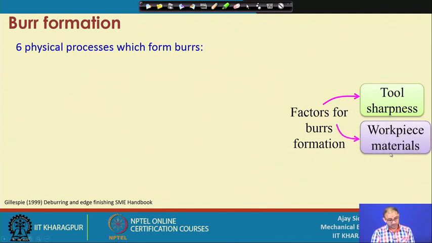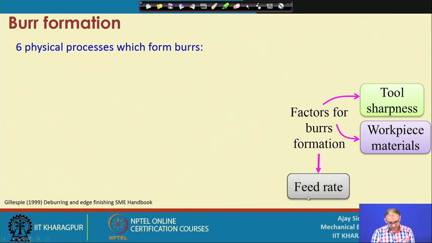Workpiece material, because if you are machining a hard material or a brittle material or a ductile material, every time your burr formation will be different. Whatever parameter we set up for one particular material may not be applicable for burr reduction in another material, because materials behave differently when you operate under the same condition, and so burr formations are also different.